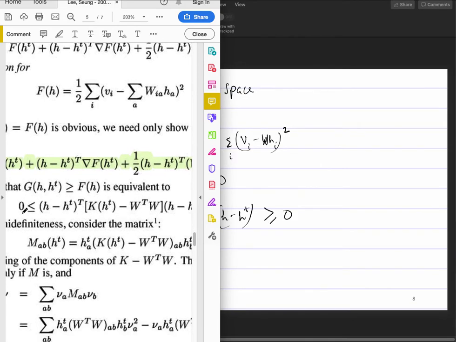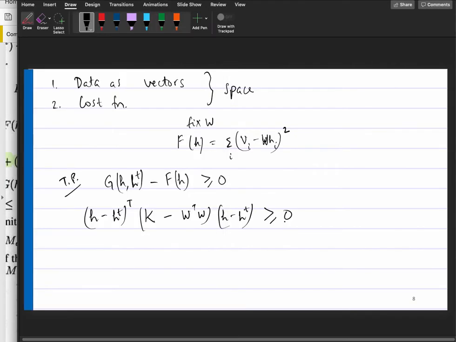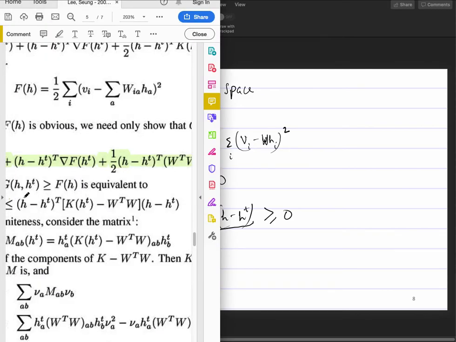Okay, this is what you have to prove. H minus HT transpose, K HT minus W transpose W. So this is the thing, right? Now I can substitute H minus HT with some other variable, let us say A or B, or they have done it with nu, I think.